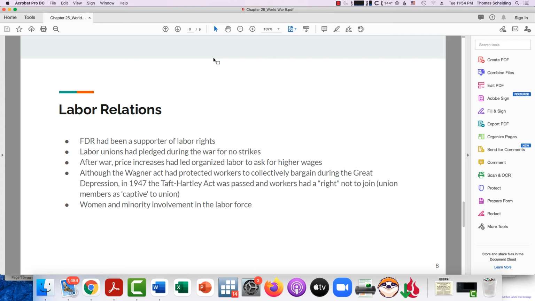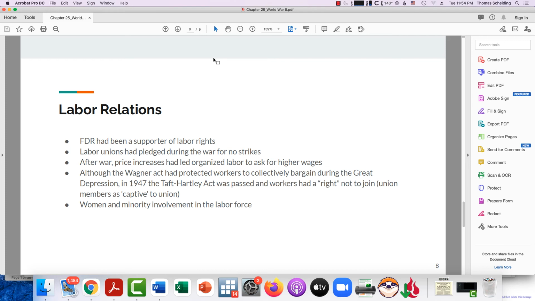What happened in 1947 was the Taft-Hartley Act, which effectively weakened the unions by giving workers a right not to join the union, and it allowed for a greater ability to lock out striking workers.